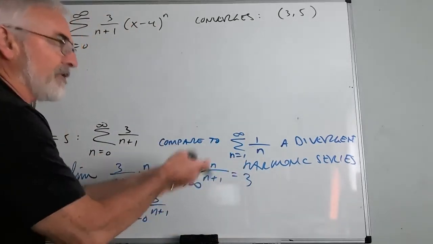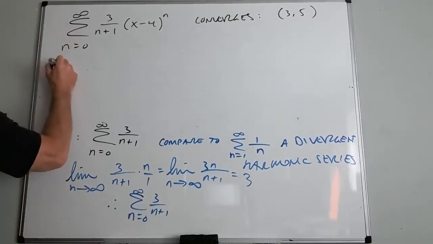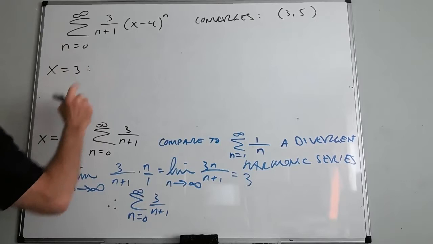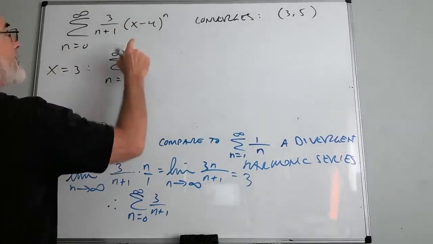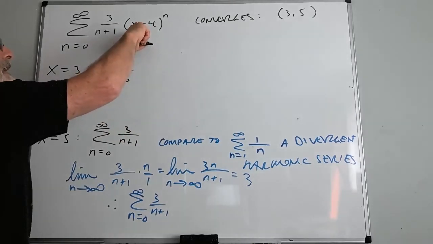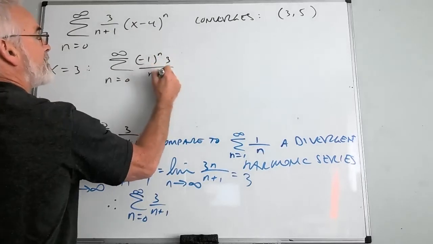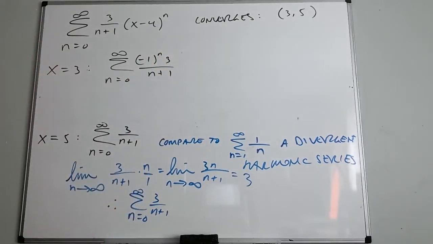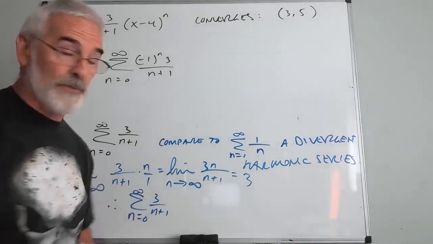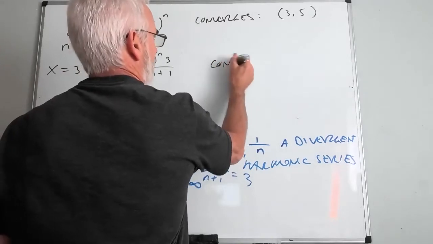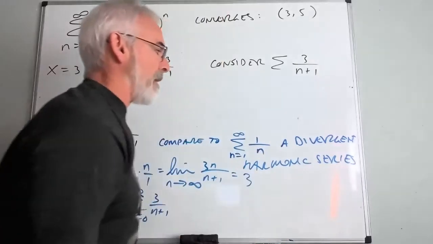Now, I've got divergence at one endpoint. Now let's look at the other endpoint. x equals positive 3. Now what have I got? Now I've got negative 1 to the nth power times 3 over n plus 1. I'll write it like this. I now have an alternating series. And so now normally we would say, all right, we must consider the non-alternating series. Why am I not even going to bother with that?